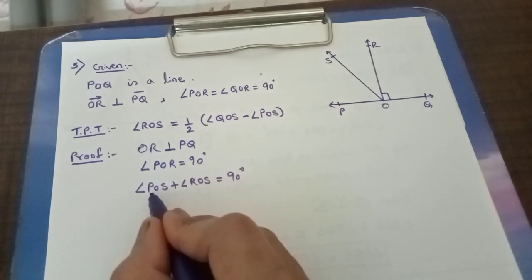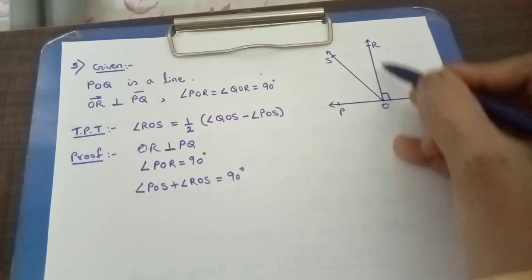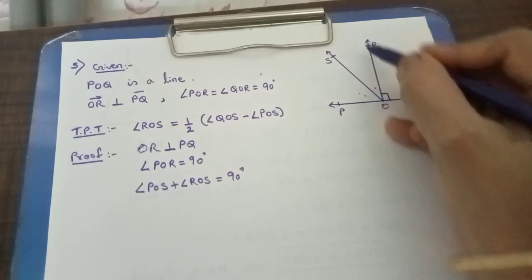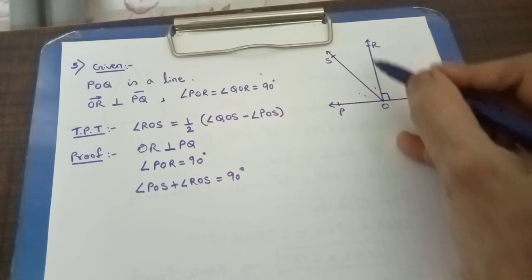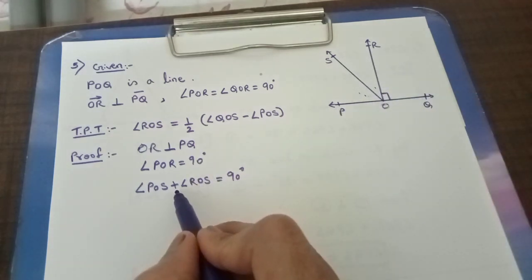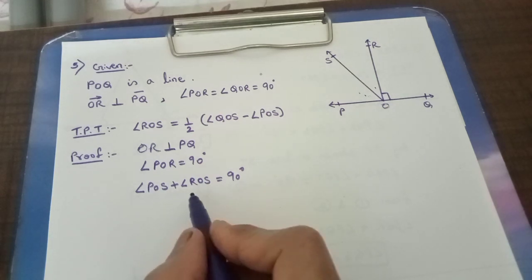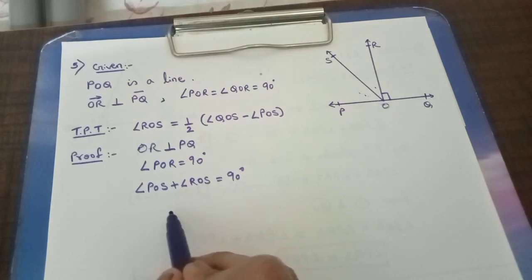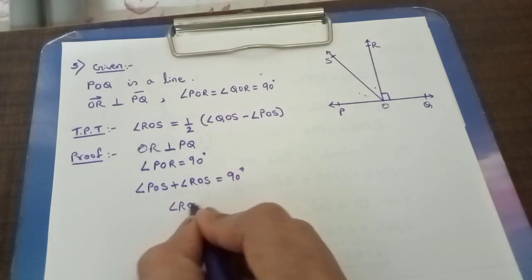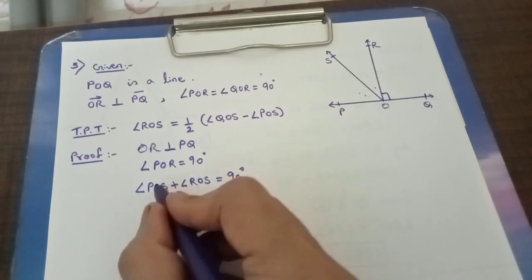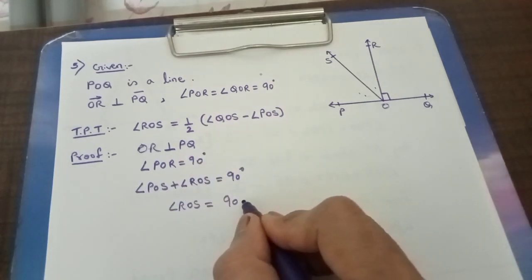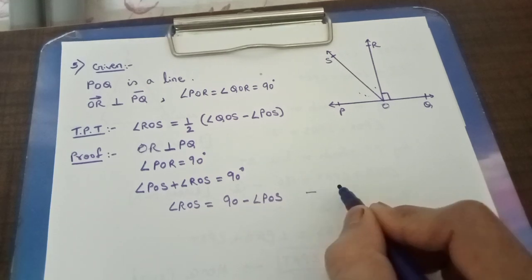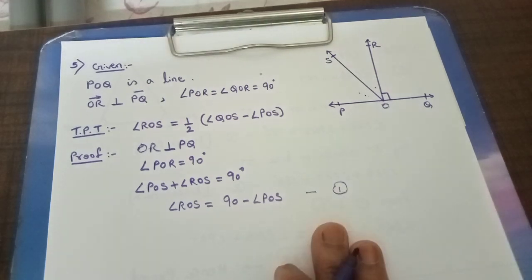In place of POR, we are writing this POS plus ROS, because the whole thing is POR only. POS plus SOR is POR. So that's what we have written over here. So now we want to find this left hand side, we want ROS. So this ROS will keep it over here only. So angle ROS is equal to 90 and this POS will go on this side. So 90 minus angle POS. So this part becomes your equation number 1.